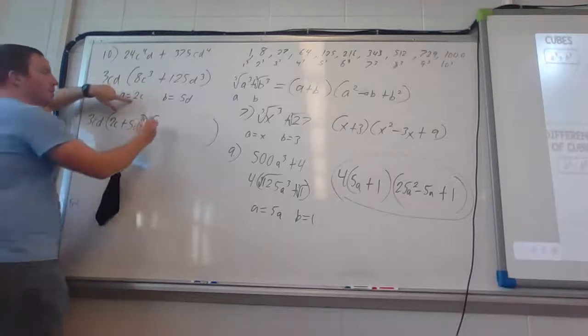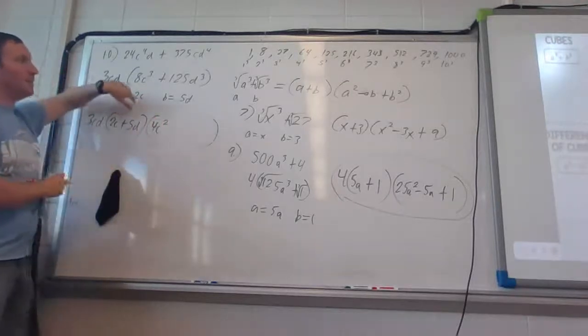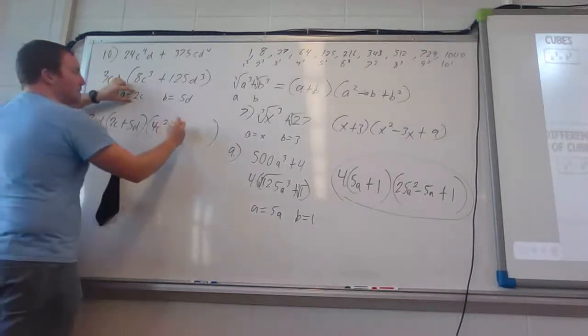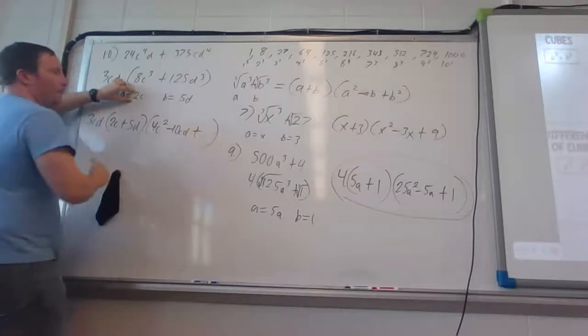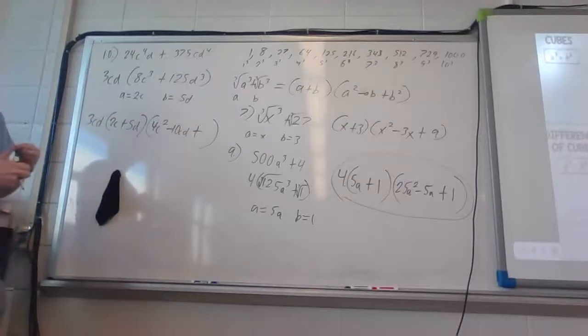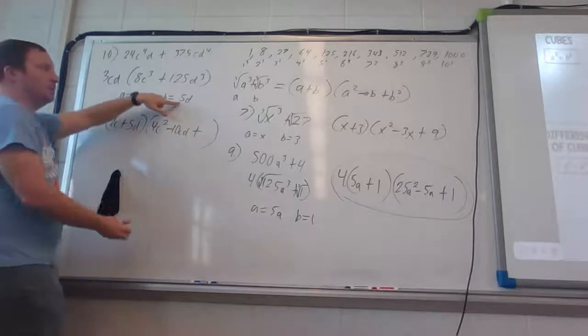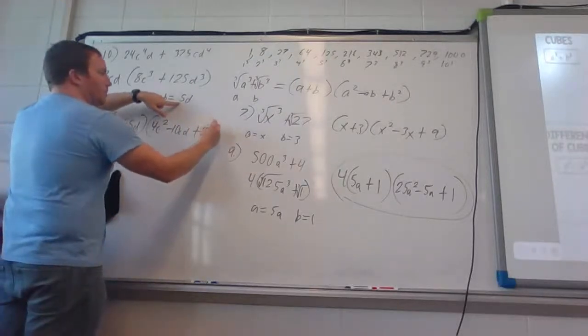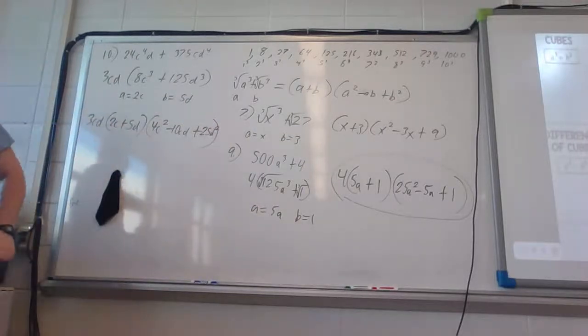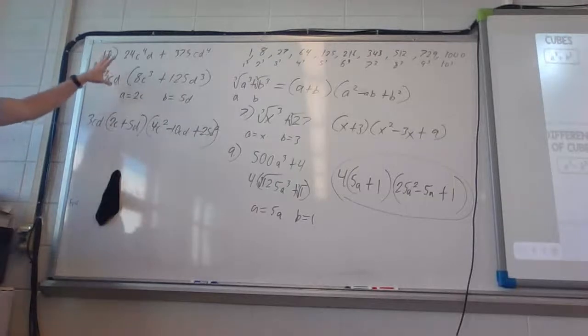So what does 2 squared give us? 4c squared, minus a times b, 10cd, and then plus b squared. Wait, do you multiply the 5 by 2 or just the exponent? Both. So 5 squared gets me 25d squared. Oh, that's squared, you multiply. So this is why I get them wrong. This is why I need a calculator. Okay, so that's our sum of cubes.